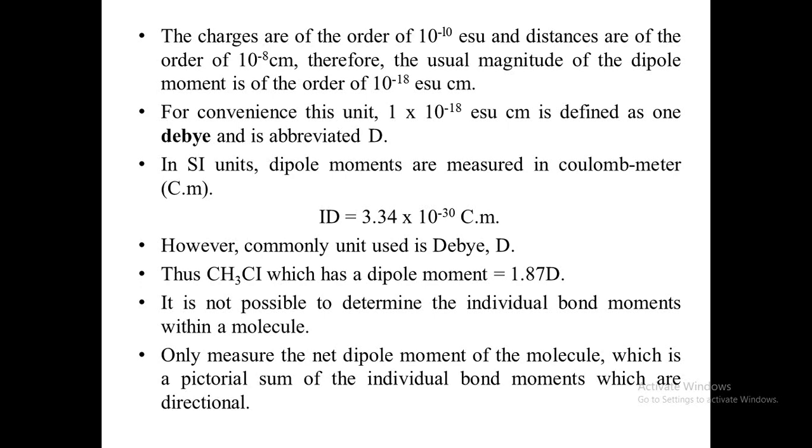So in the second case, the determination of each C-Cl bond moment is not possible because the molecule is in an accumulated form. By using any type of instrument, it's not possible to determine the dipole moment of an individual bond. We can determine only the dipole moment of the overall molecule.